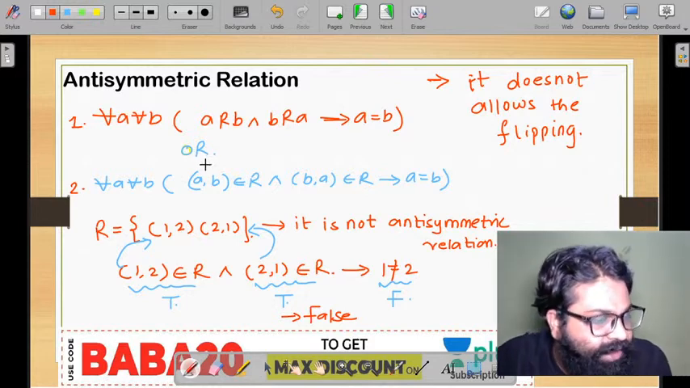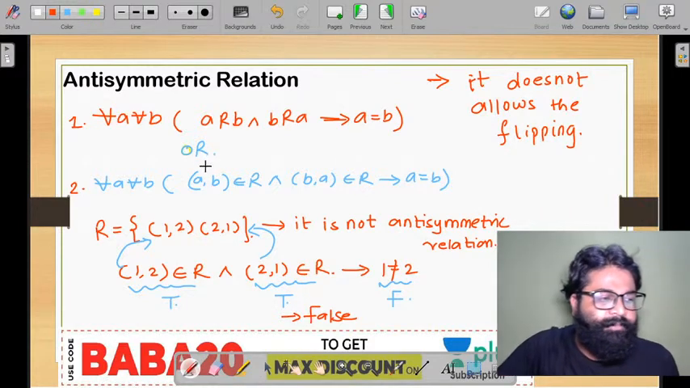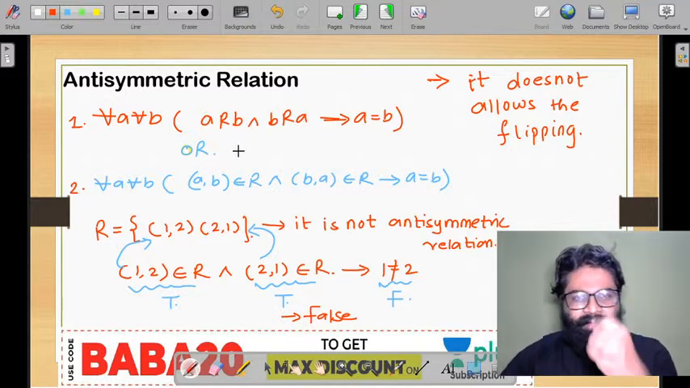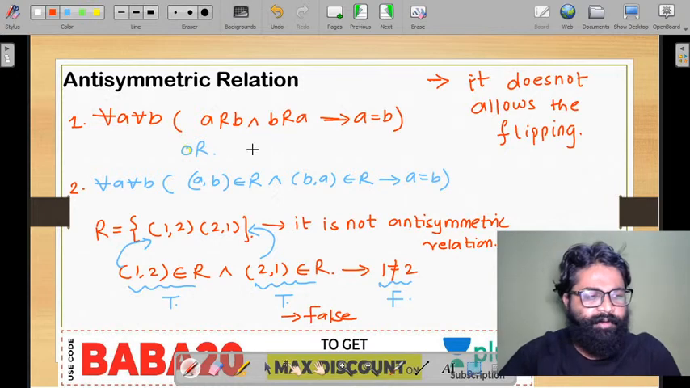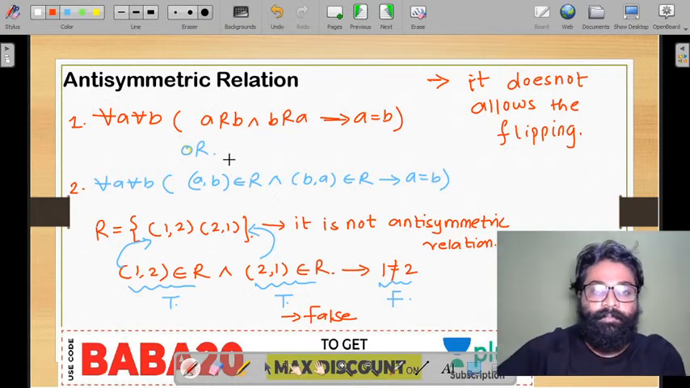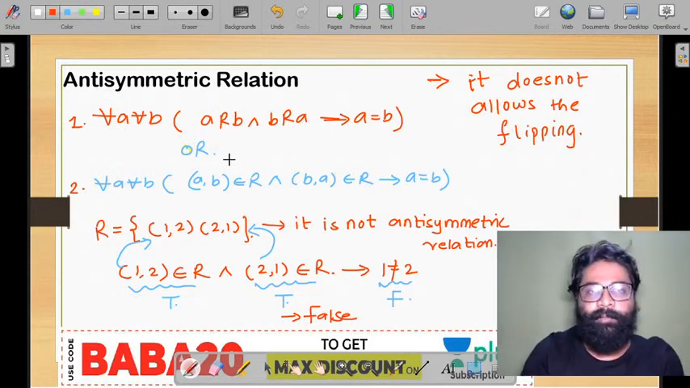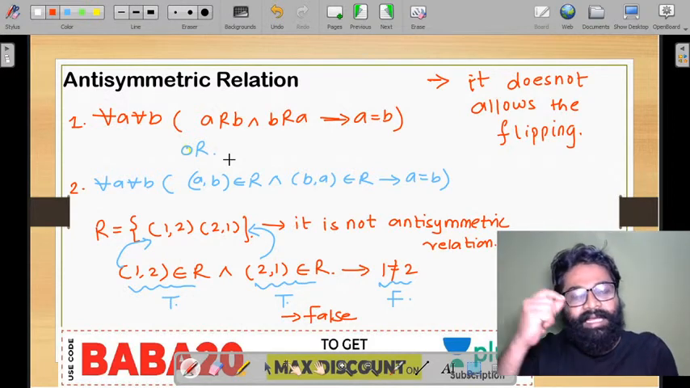Okay, difference between anti-symmetric and symmetric. I will come to that point, Joy Chakravarti. Give me 1 minute. Difference between anti-symmetric and symmetric: symmetric allows the flipping, anti-symmetric never allows the flipping. That you can understand.